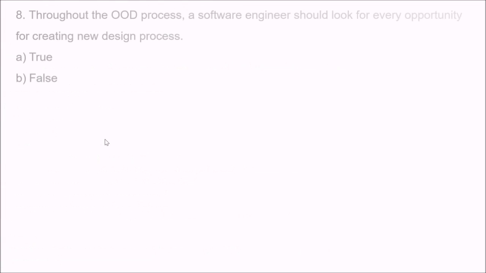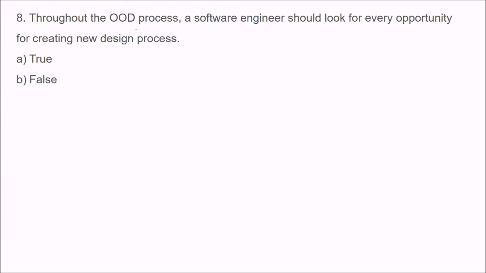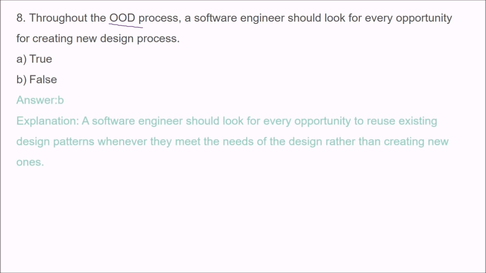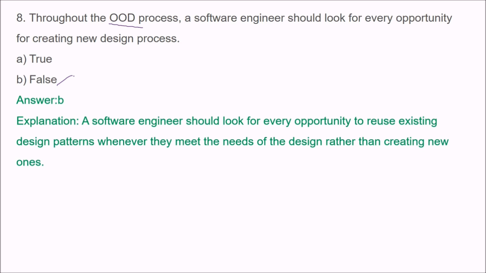Now the next question is, throughout the object-oriented design process, a software engineer should look for equal opportunity for creating new design processes. Is it true or false? The answer is false, because a software engineer should look for every opportunity to reuse existing design patterns wherever they meet the needs of the design rather than just creating new. So that is why we have different patterns so that you can use them.